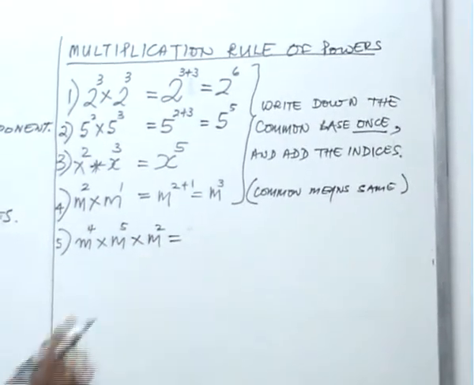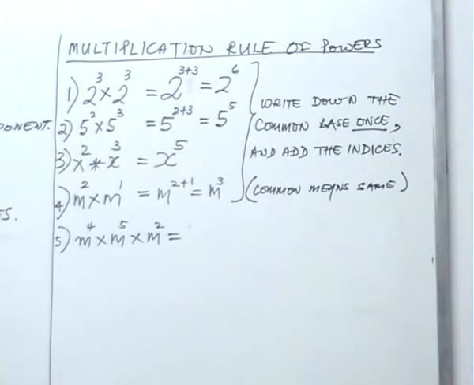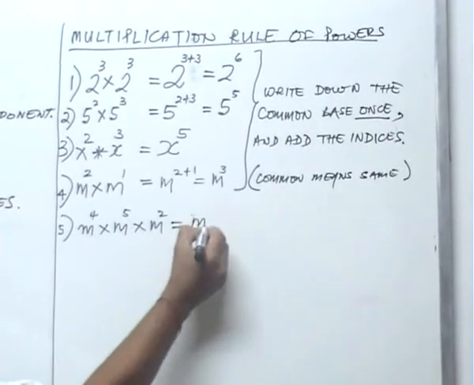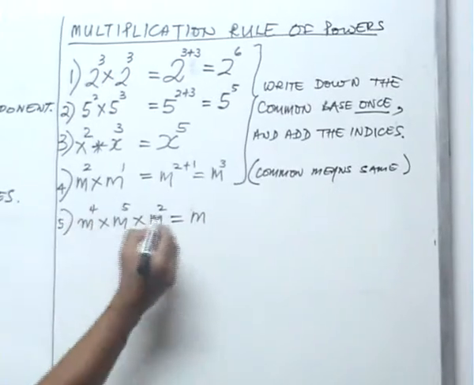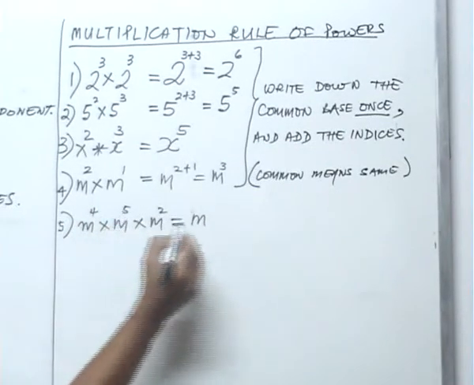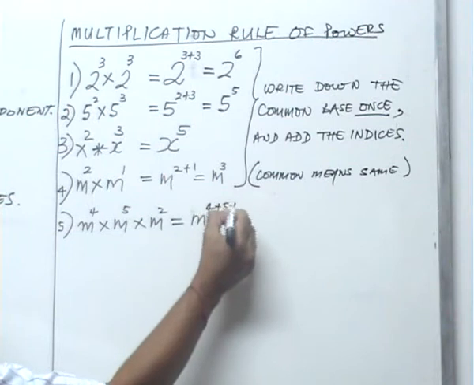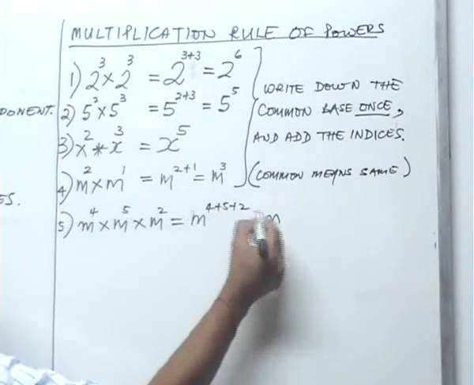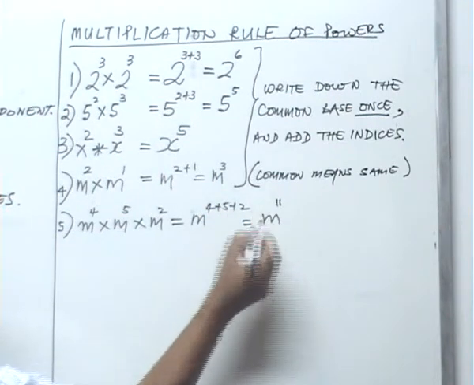It doesn't matter how many times the power is there. You write down the common base, m, and add the indices. So 4 plus 5 is 9. But I'm just going to do it step by step to show it to you. That's 4 plus 5, 9, plus 2, 11.